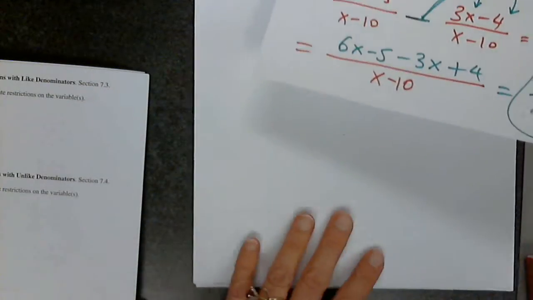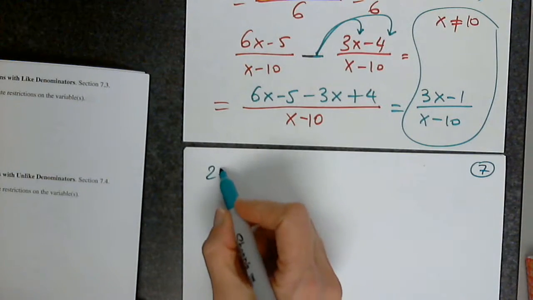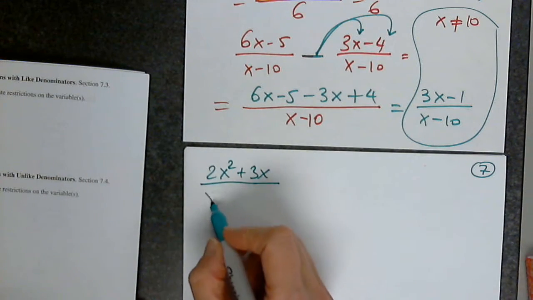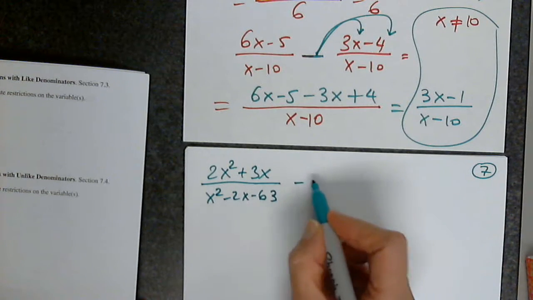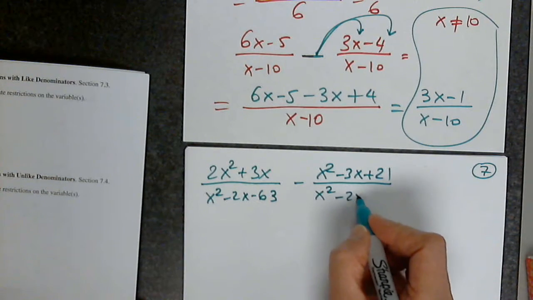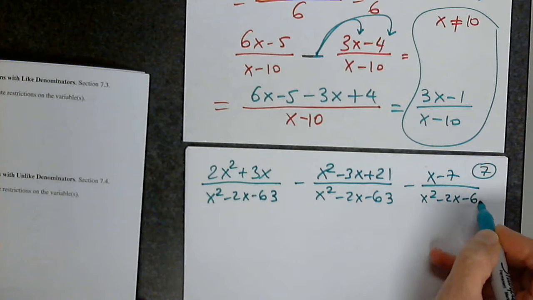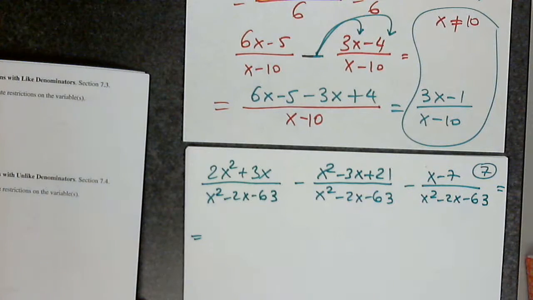So now let's look at the other one, which looks way more involved. 2x squared plus 3x over x squared minus 2x minus 63, minus x squared minus 3x plus 21 over x squared minus 2x minus 63, and minus x minus 7 over x squared minus 2x minus 63. Although it's long, although it has three complicated looking rational expressions, it's not difficult. Why? Because all three fractions have the same denominator.